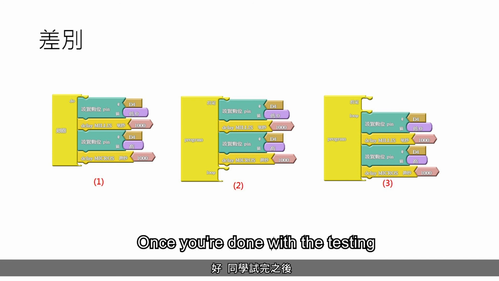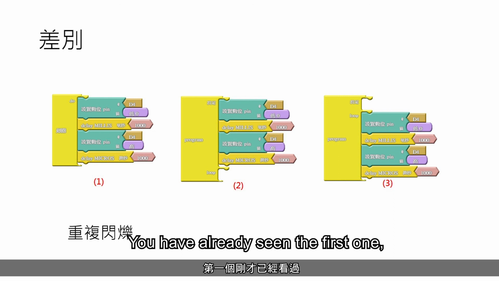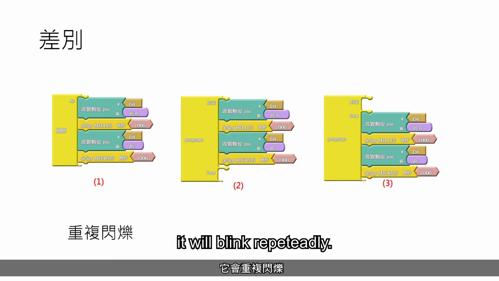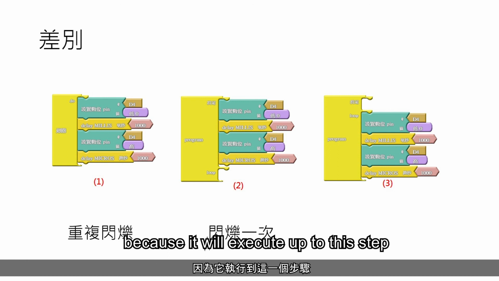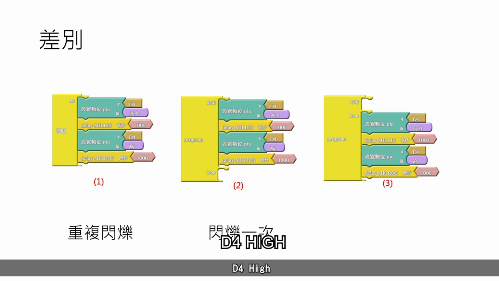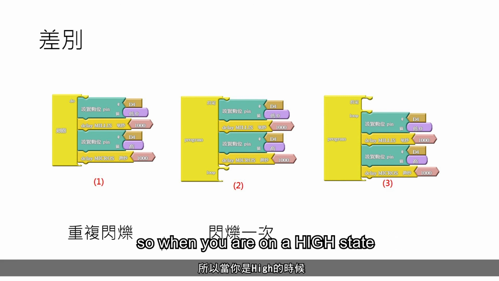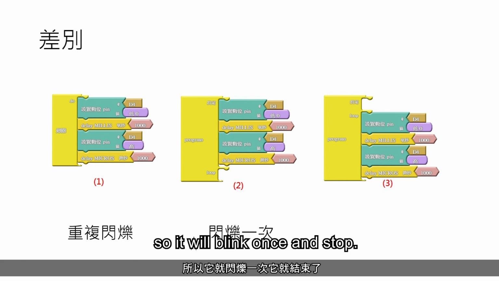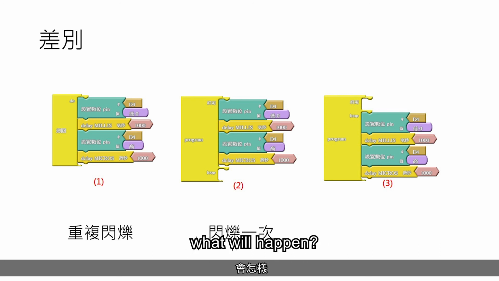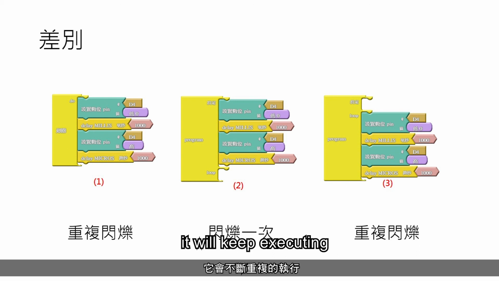Once you are done with the testing, let's take a look at the first one. You have already seen the first one. It will blink repeatedly. For the second one, it will blink once and stop because it will execute up to this step, D4 high, and then delay. D4 high is a low state action, so when you are on a high state, it means off and the light will turn off. So it will blink once and stop. If you put it in loop, what will happen? It will be the same as this one. It will execute repeatedly. It will keep executing.